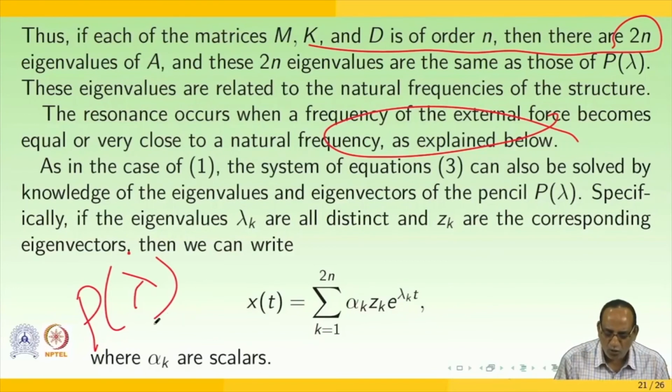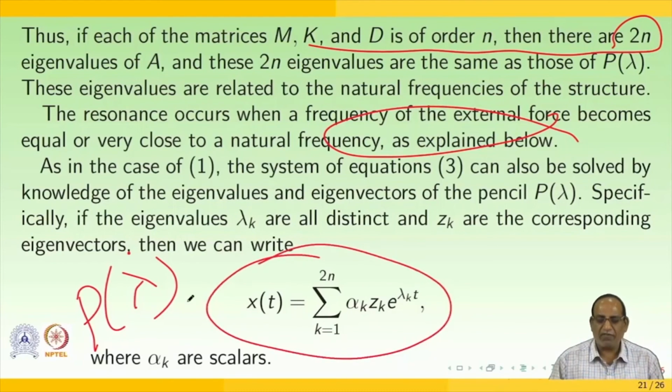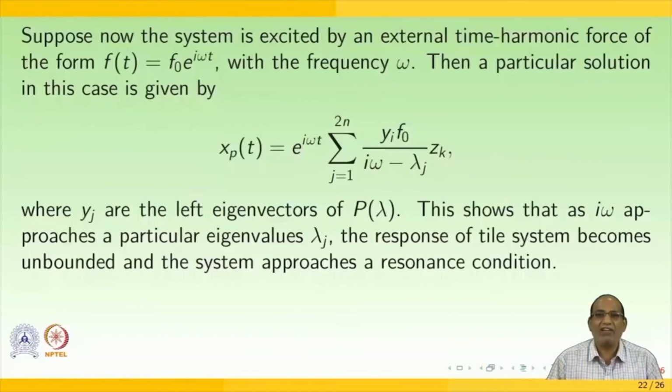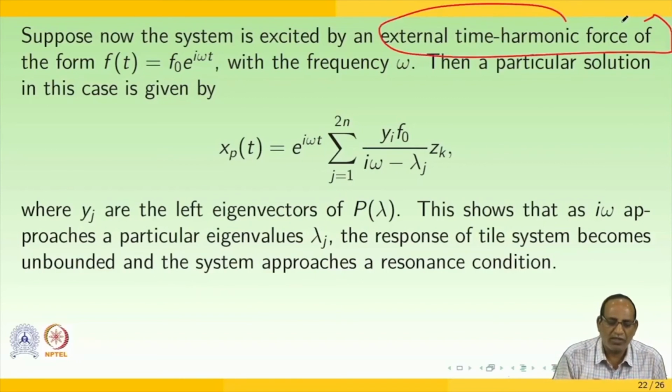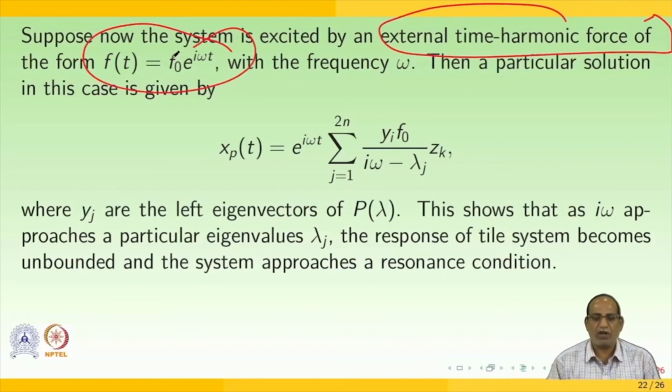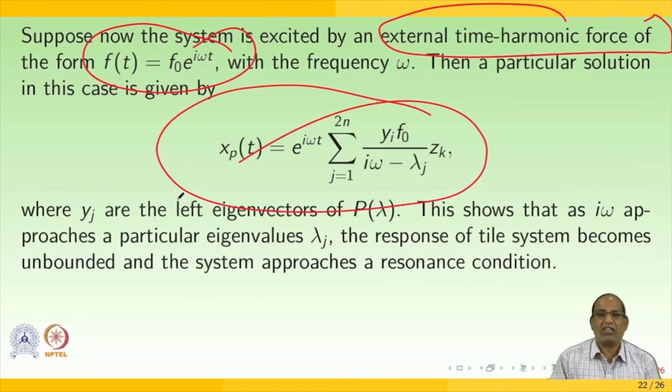Look at this. I wrote over here x(t) will be equivalent to the summation k equals 1 to 2n of α_k z_k e^(λ_k t), where λ_k are all distinct values. So we will have the system excited by a harmonic external force, that is f(t) equals f_0 e^(iωt). Omega is nothing but a frequency. Then a particular solution will become like this for this example.